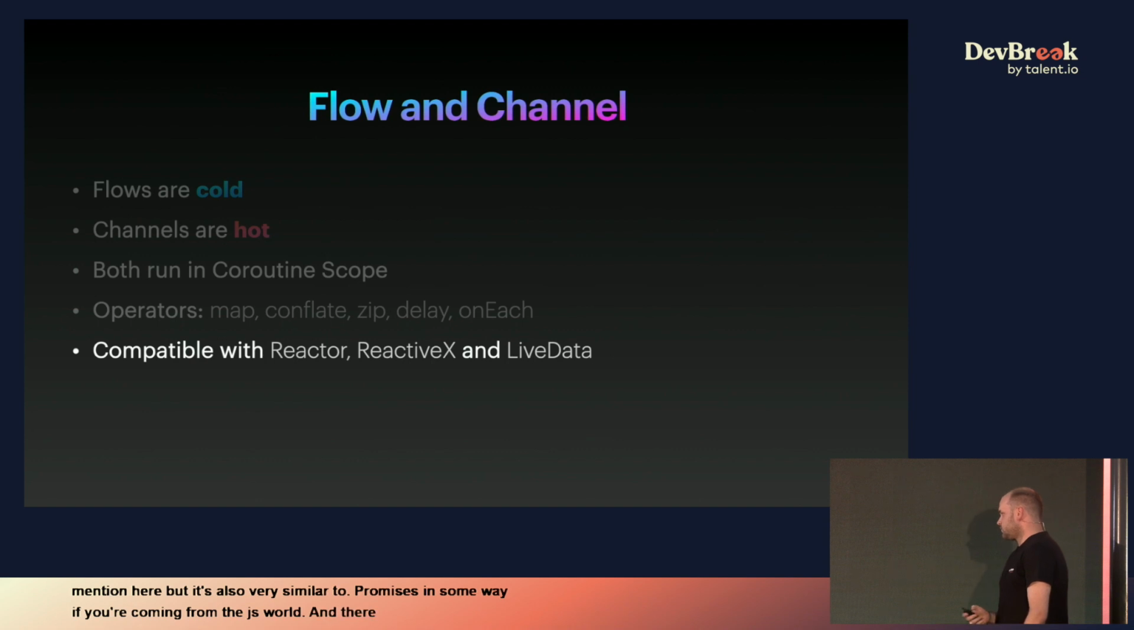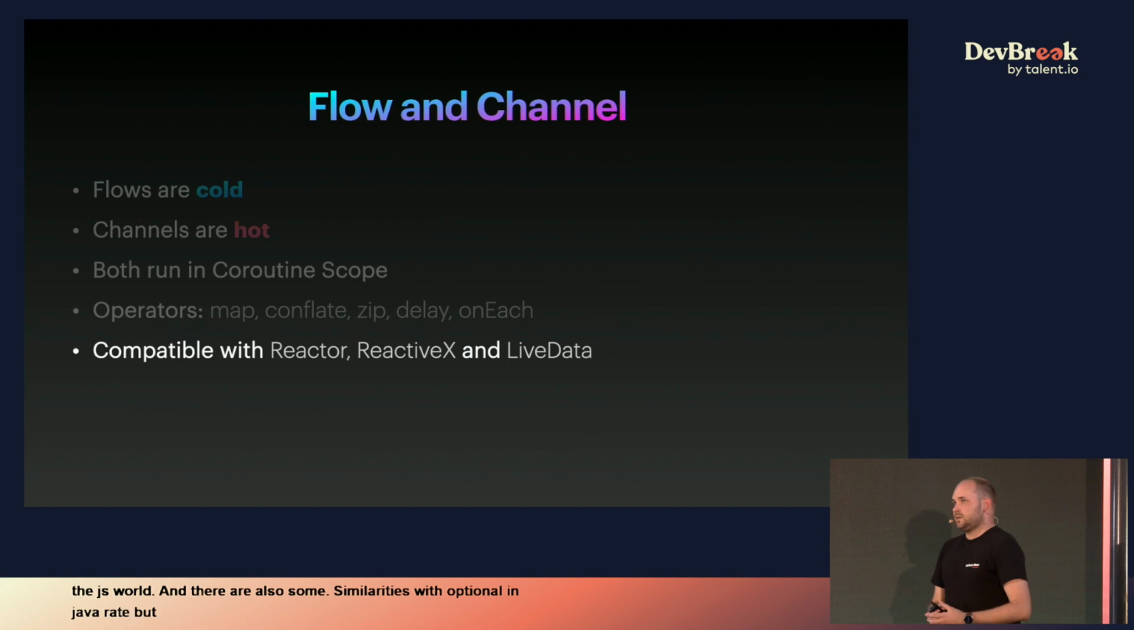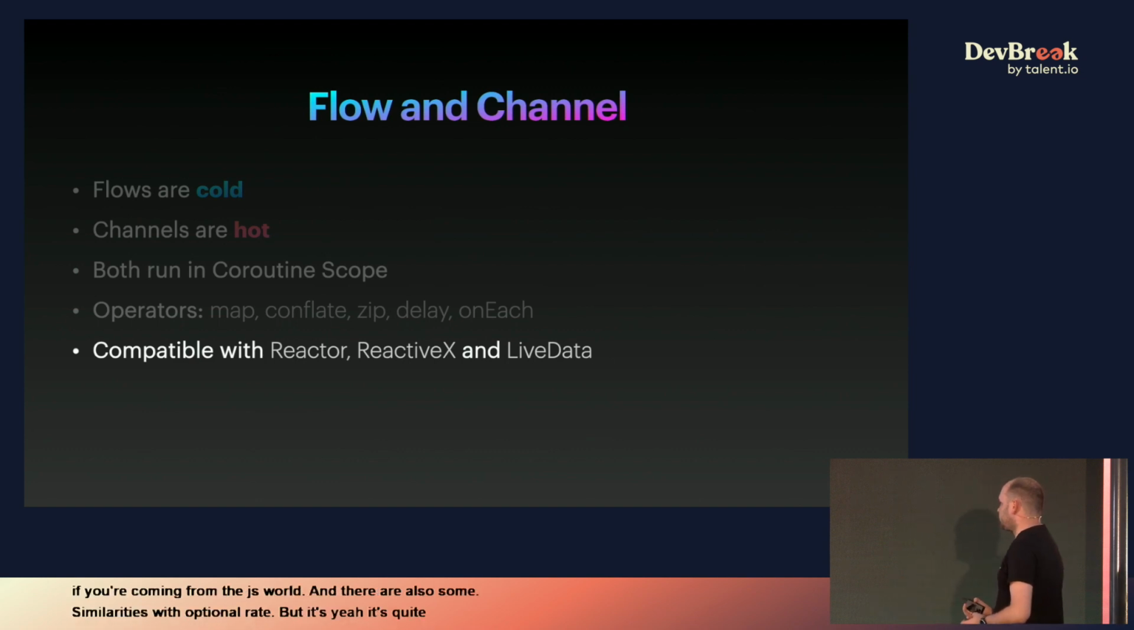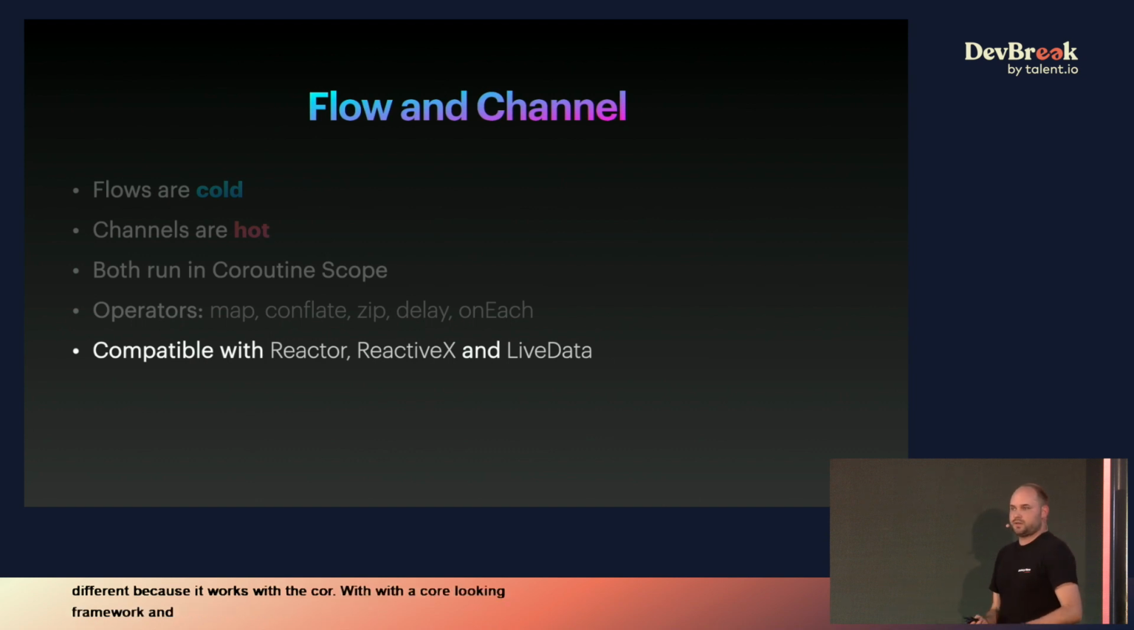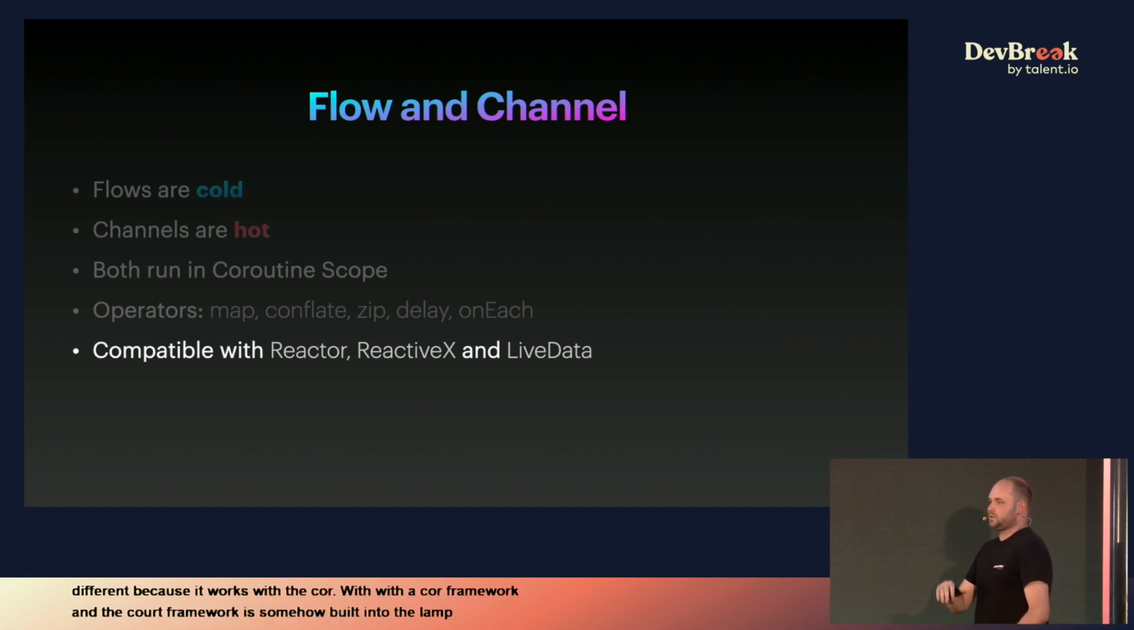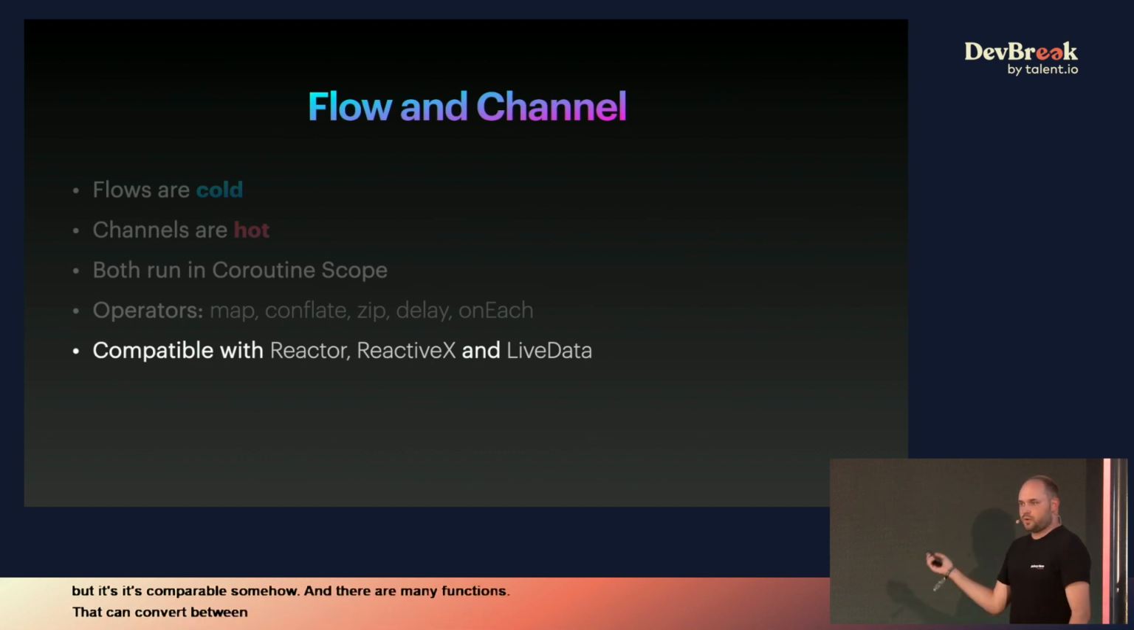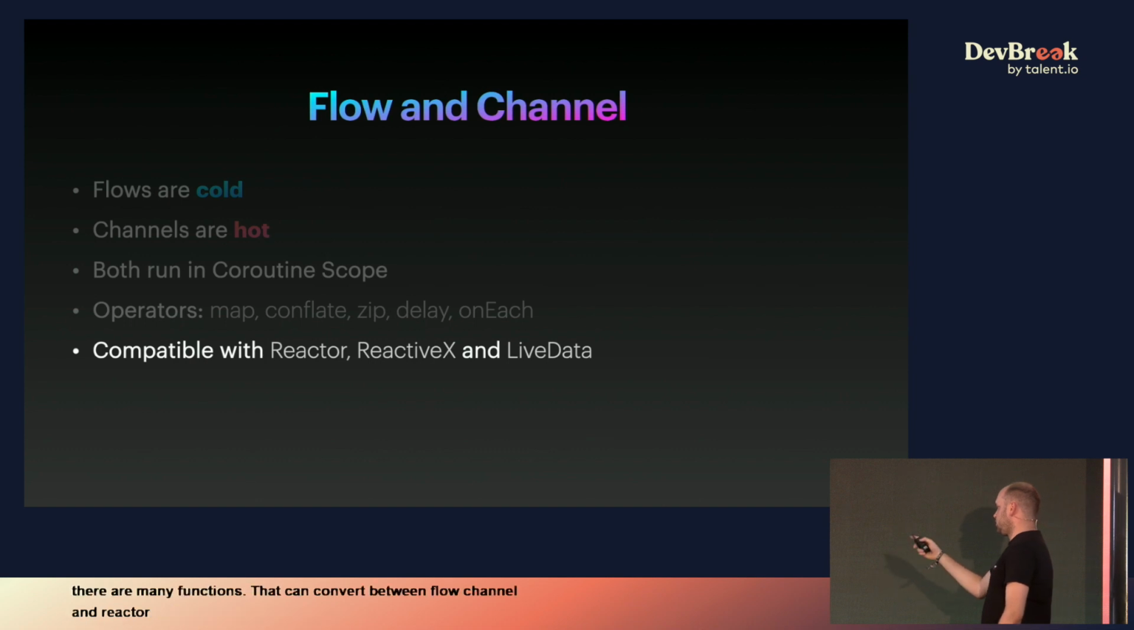And there are also some similarities with optionals in Java 8, but it's quite different because it works with the coroutine framework, and the coroutine framework is somehow built into the language, so it's slightly different, but it's comparable somehow. And there are many functions that can convert between flow and channel and Reactor or ReactiveX or LiveData or promises. So it's like bidirectional. You can convert from one to another.